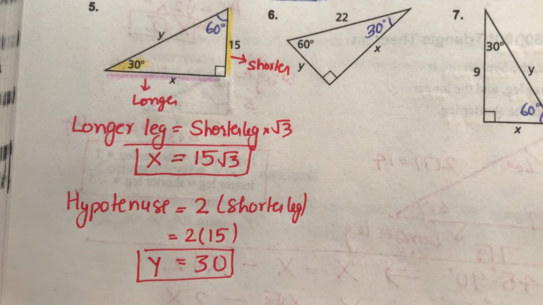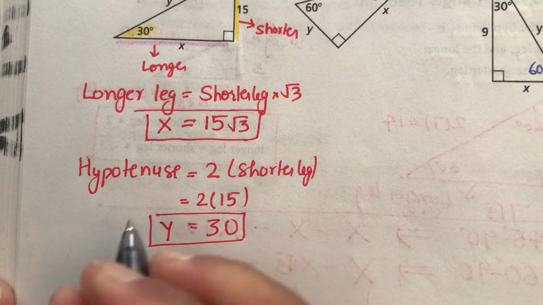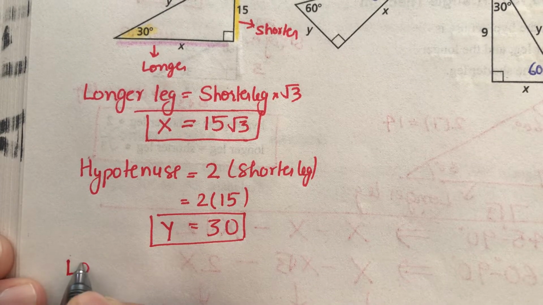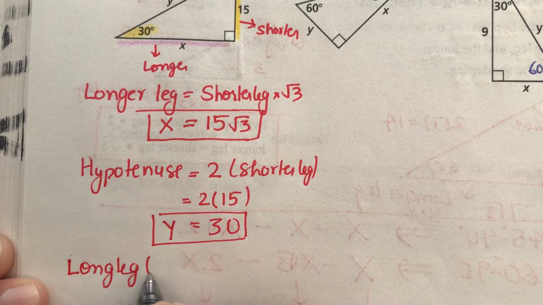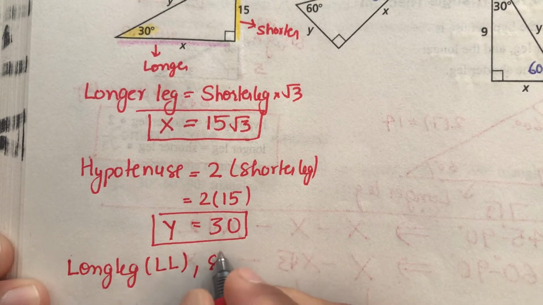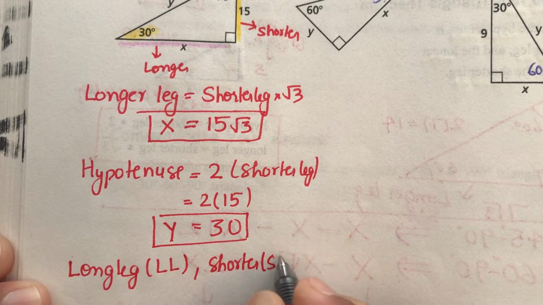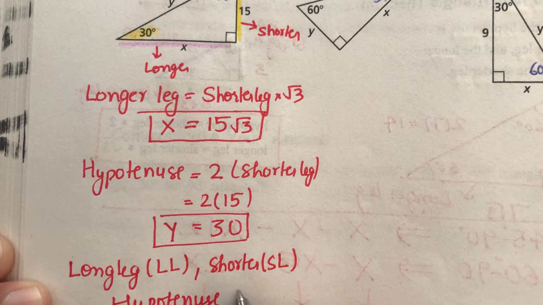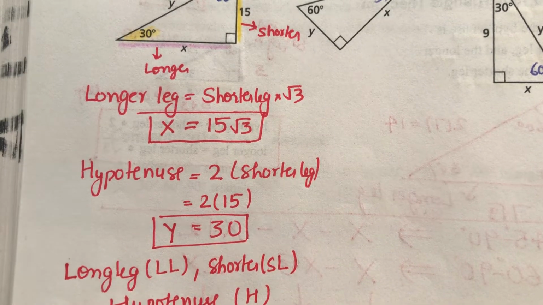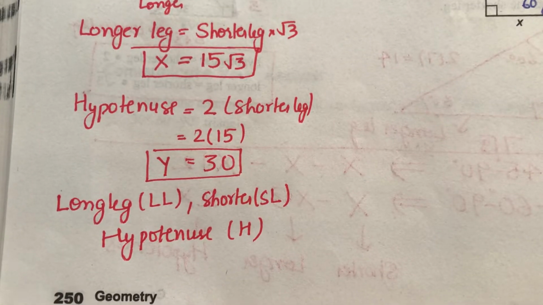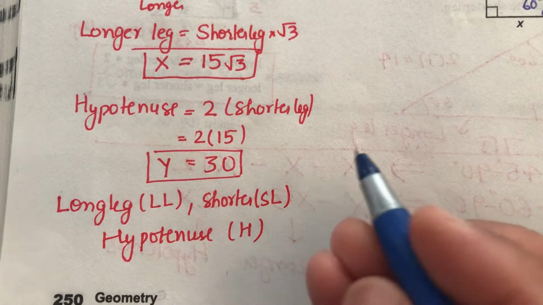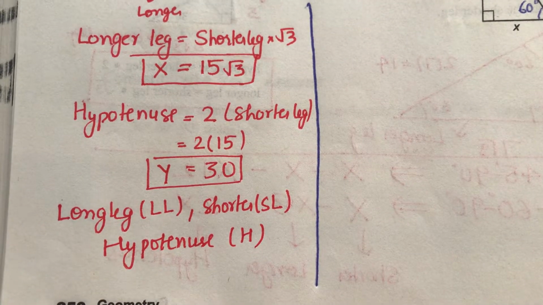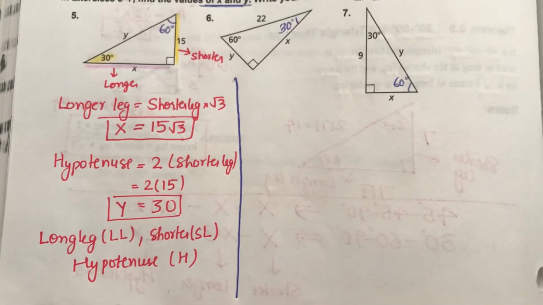In order to expedite the process, I'm not going to write down longer leg and shorter leg, the whole words, all the time. For longer leg, I'll be using the acronym LL. For shorter leg, I'll be using SL. And for hypotenuse, so that we can save some space, we're going to use H. All right, this is the way we solve the problem. I hope you get that. So let's move to the next problem.